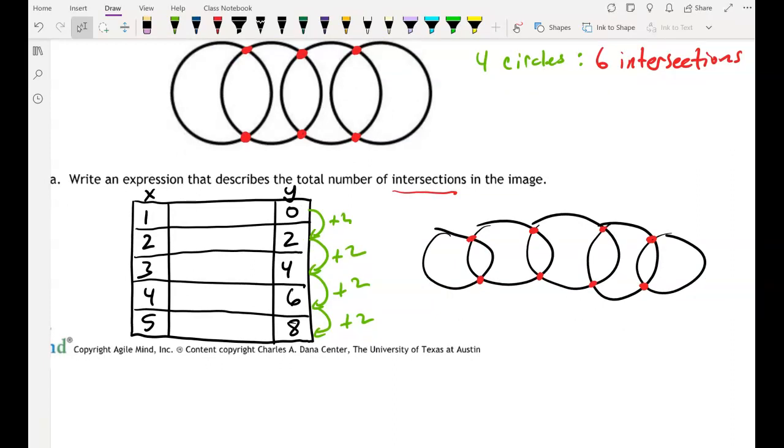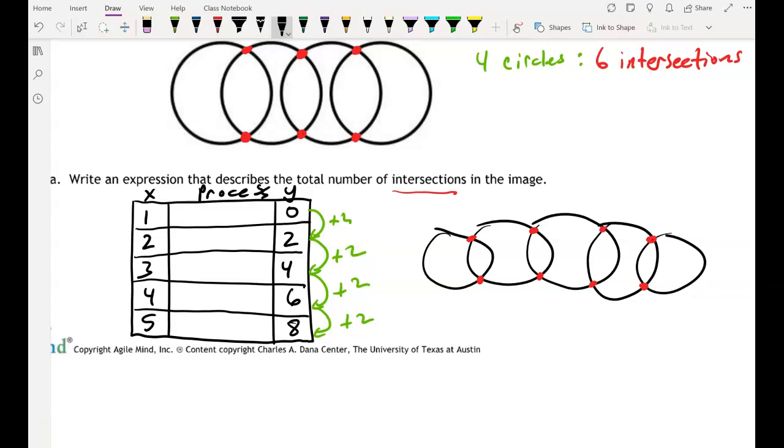And if we wanted to find out, what about if we have 0? I don't know if we're ready for this. Let's take a look first of all at the process. Let's look at the process to get from one side to the other, to get from the number of circles to the number of intersections.